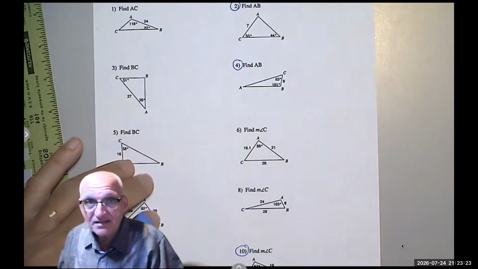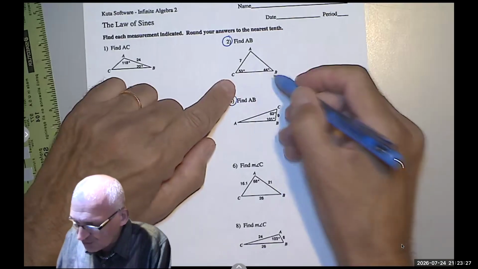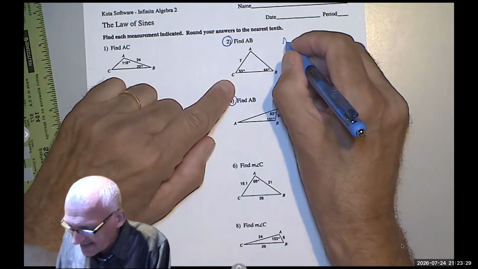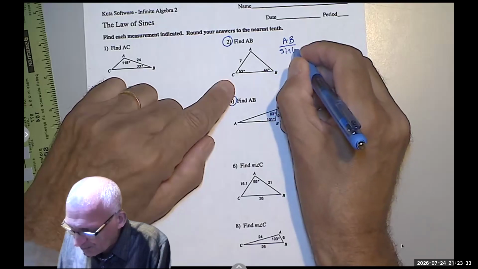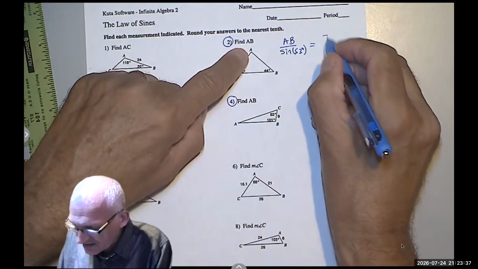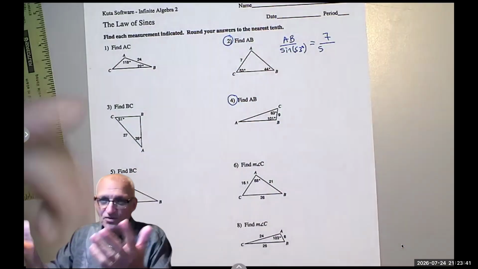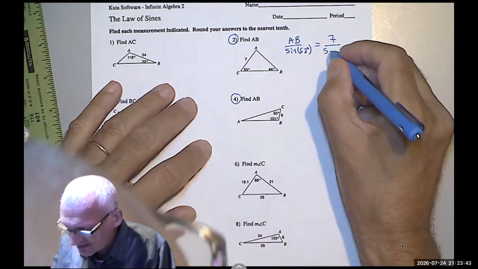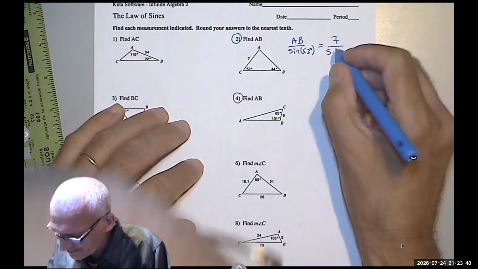they need to find side AB. Very good. I don't know what AB is, but I know that AB divided by the sine of the opposing angle, 35, equals 7 over the sine. We could have put the sine on the numerator or the denominator. It doesn't really matter. I just wanted AB to be on the numerator, but it really doesn't matter.